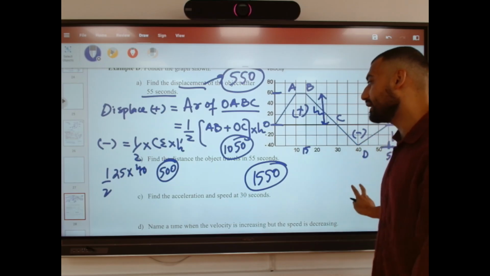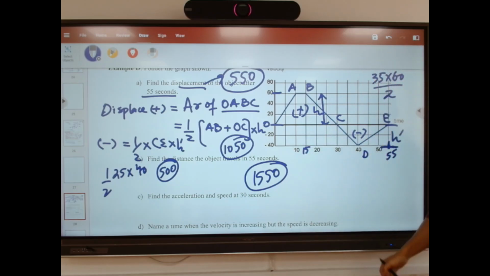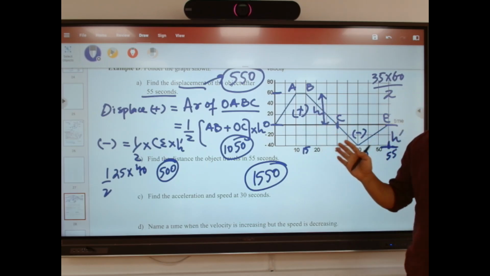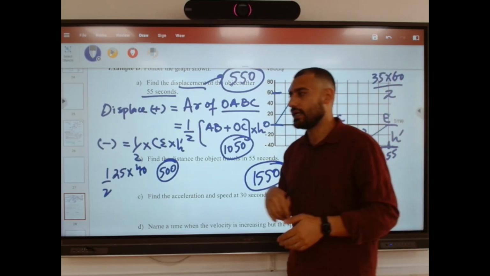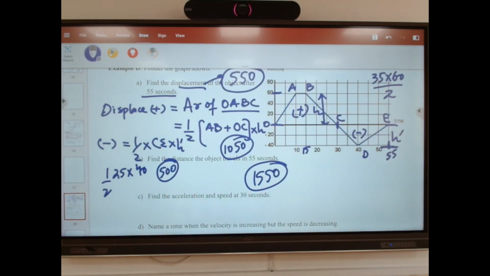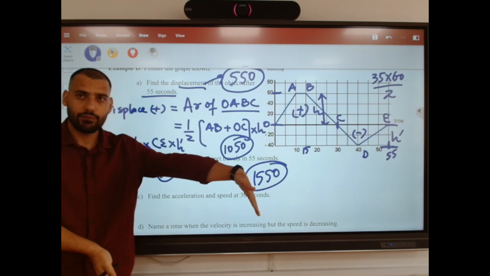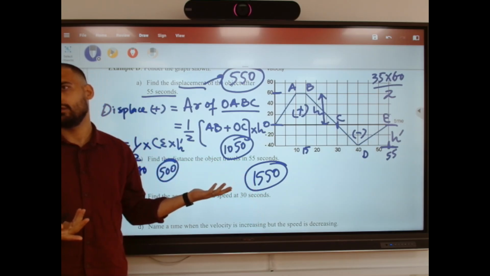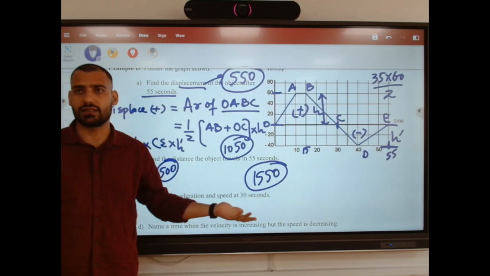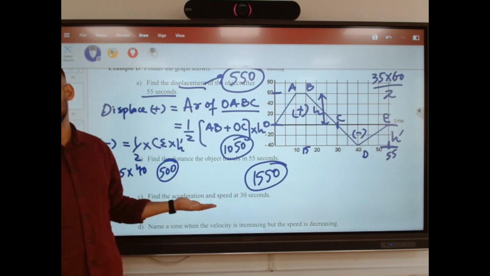Next, find the acceleration and the speed at 30 seconds. Here, what is the acceleration? Displacement, what did I say? Displacement is the effect. This body was here, so it had some positive displacement of 1050, and then it is coming back, negative of 500. Overall, positive, how much? 550. But the total distance has to be added, right? That is why it is 1550.